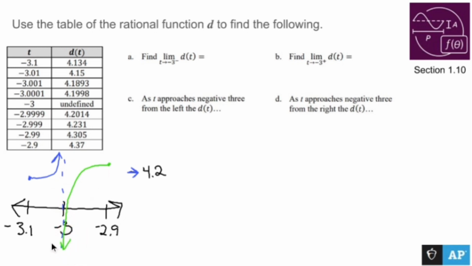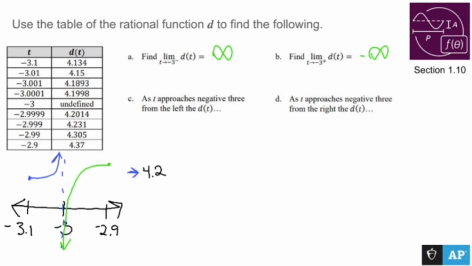Okay. So now based off of this picture, we can answer some of these questions. The limit as x approaches -3 from the left means I'm traveling from the left and I'm moving up as I go towards -3, so my answer is going to be positive infinity. My limit as t approaches -3 from the right, so I'm coming from the right, I'm approaching -3, and then I shoot downward, which means it's negative infinity.